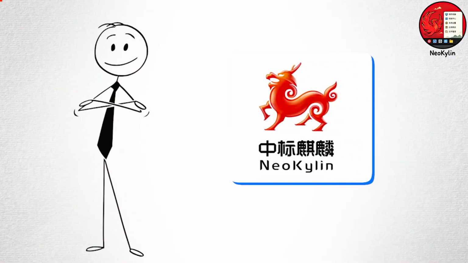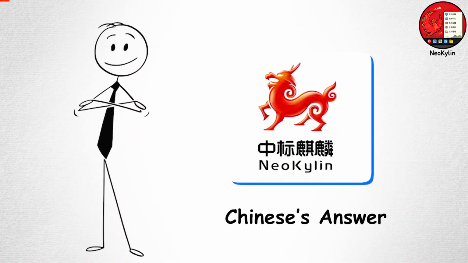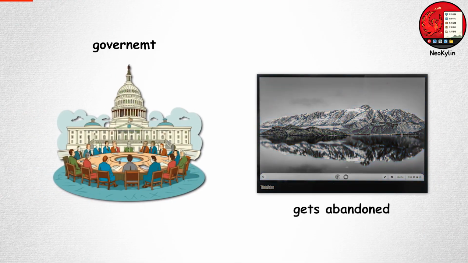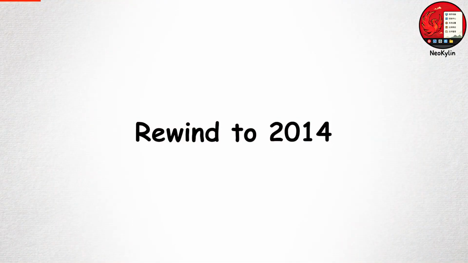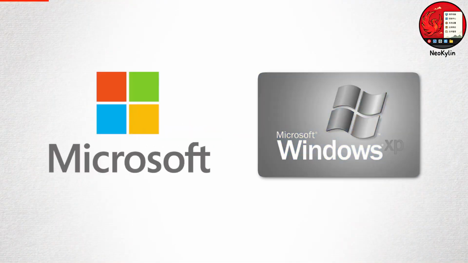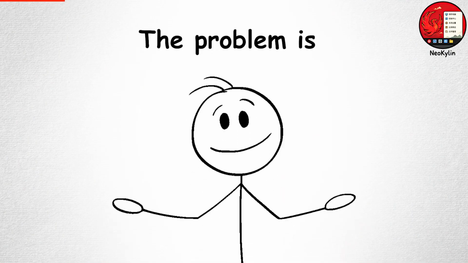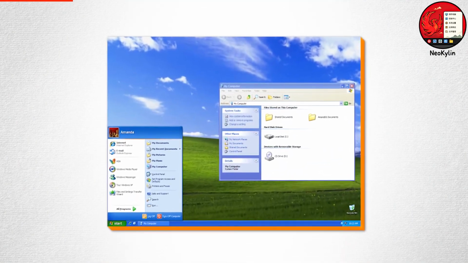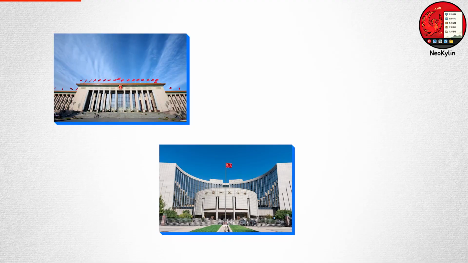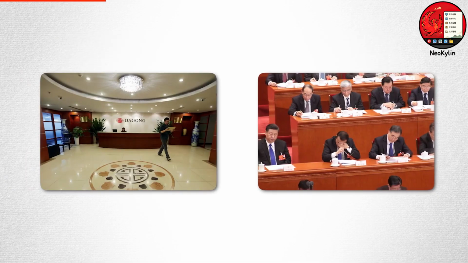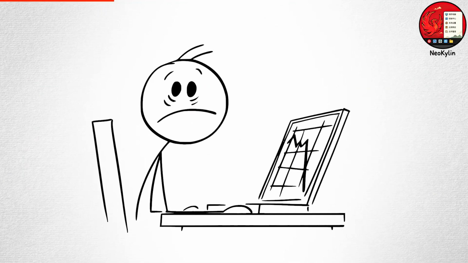NeoKylin. NeoKylin is China's answer to a very specific nightmare. What happens when the operating system your entire government runs on suddenly gets abandoned? Rewind to 2014. Microsoft kills off Windows XP. No more updates, no more security patches. The problem is, China was hooked on XP. Government offices, state agencies, military systems, and huge chunks of the country's most critical infrastructure still ran it. Overnight, all of them became sitting ducks.